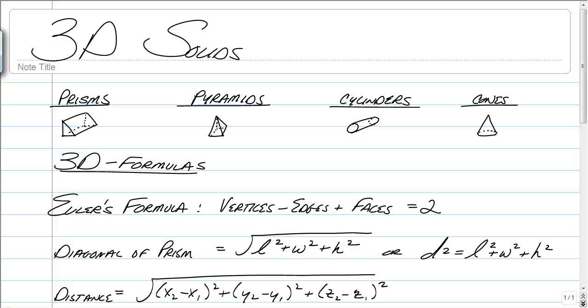3D solids coming at you. So this is what we're going to talk about. We're going to talk about 4 different types of solids. We have prisms and pyramids, cylinders and cones.